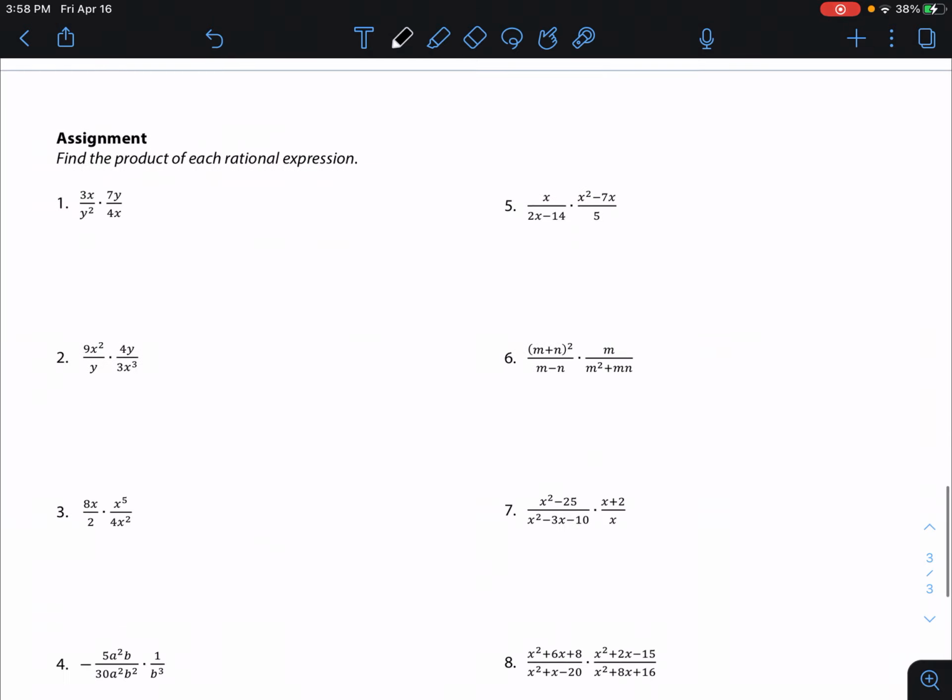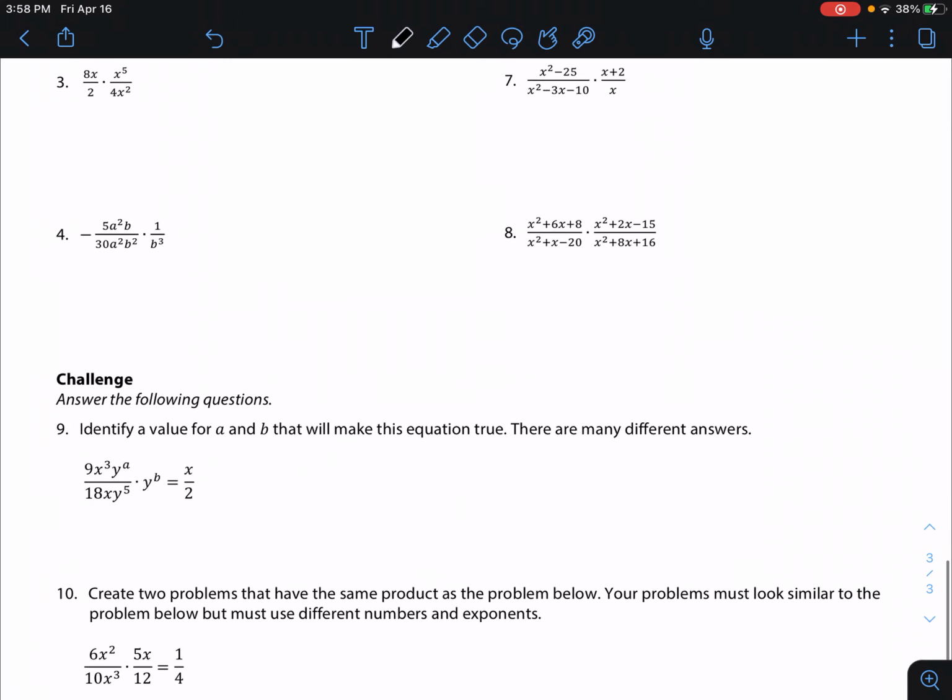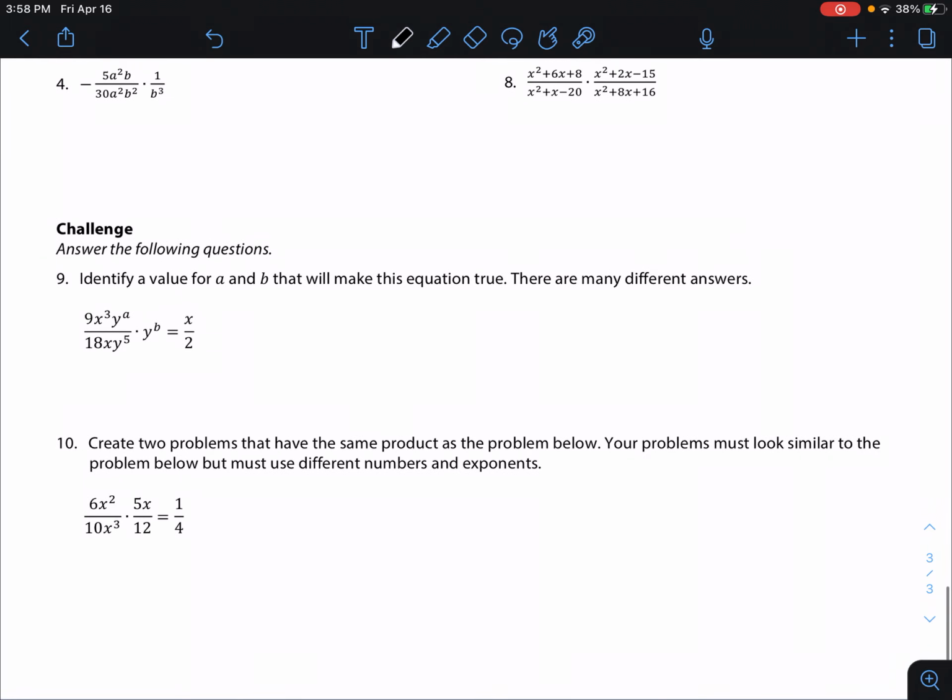All right, again, just like in the past, those challenge problems down at the bottom are really good problems to help you think a little bit more instead of just doing this type of work, okay?